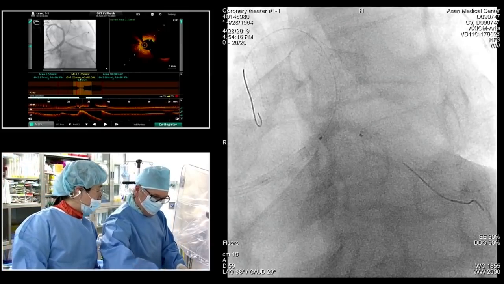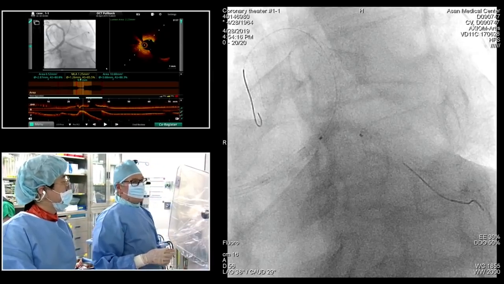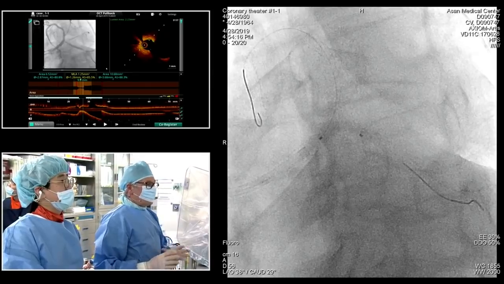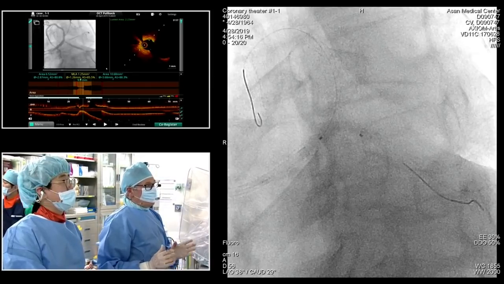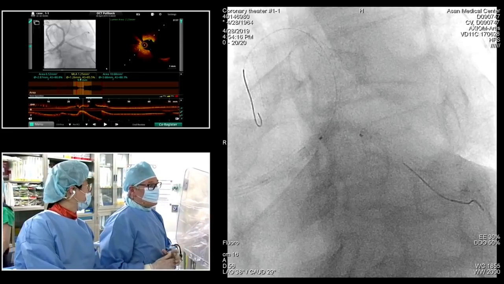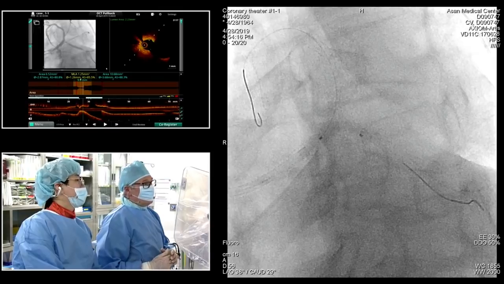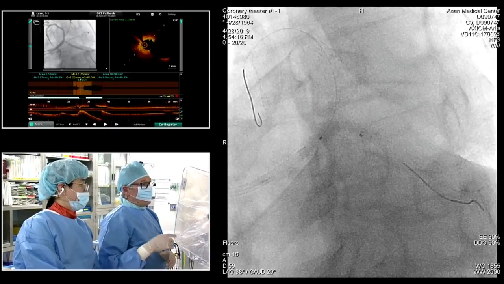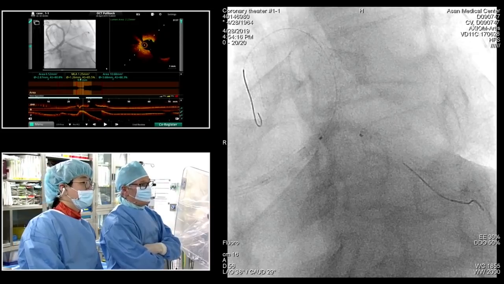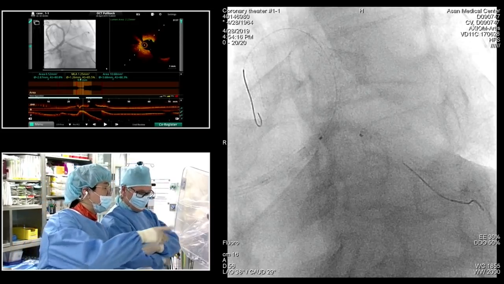Because by treating the ostial circumflex, we have done plaque shifting or carina shifting or both. So I will relocate the carina in the middle. I think this is one of the problems with the DK crush, that the carina is not in the middle. It should be. That's why you have an area of low shear stress at the level of the circumflex, which promotes intimal hyperplasia. 40 seconds, 50 seconds.